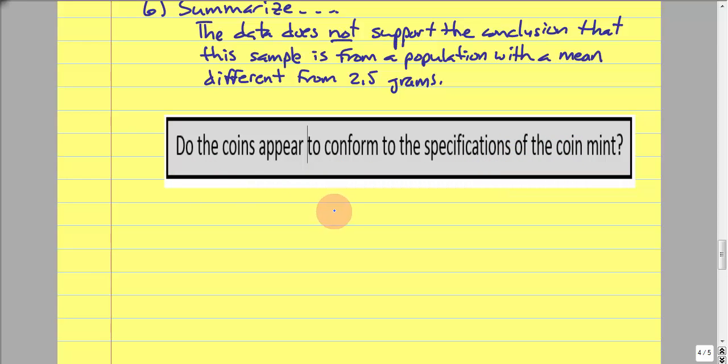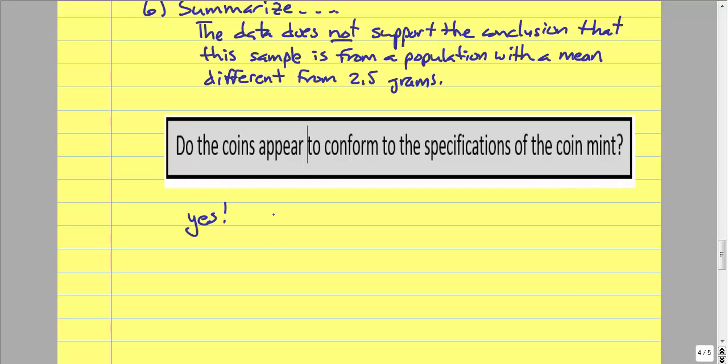Now the specifications were the average weight is 2.5 grams. Well, we just did this hypothesis test that said, oh, the average weight doesn't seem to be different than 2.5 grams. So do the coins appear to conform? Yes. Because their average weight appears to be from a population that's equal to 2.5 grams. So again, these are all different ways that we can answer and work with those types of questions.